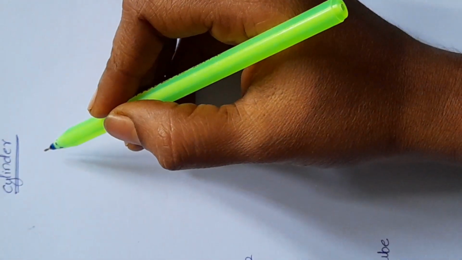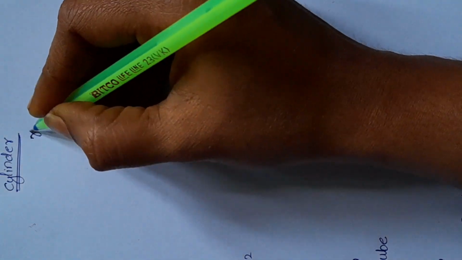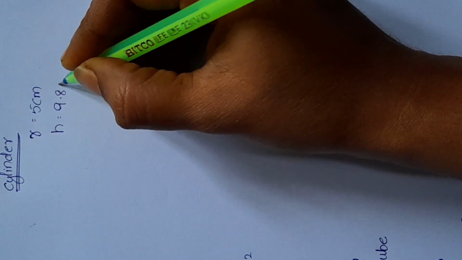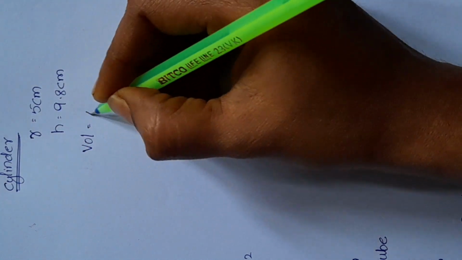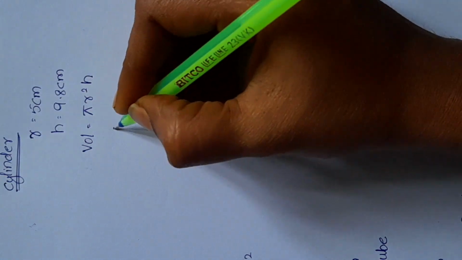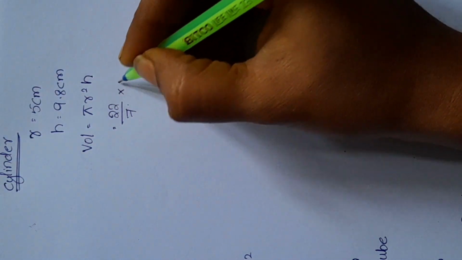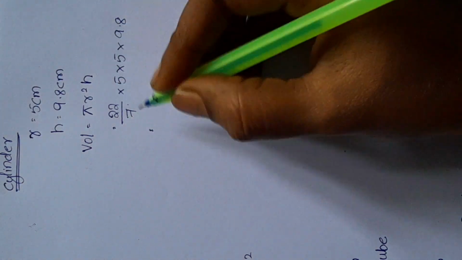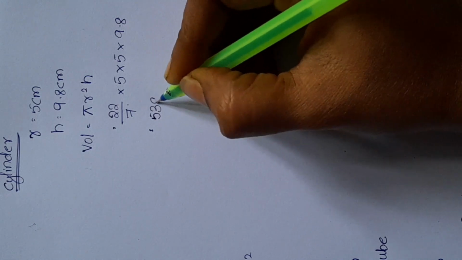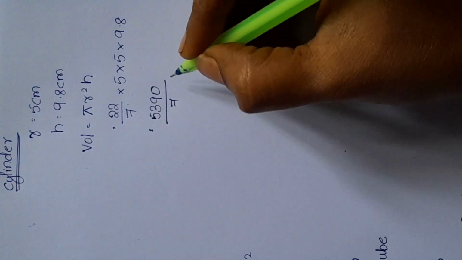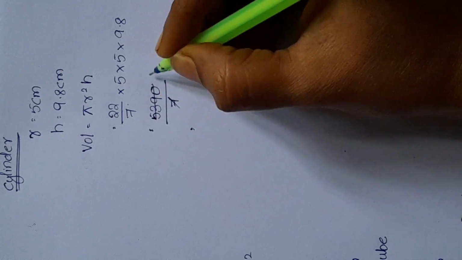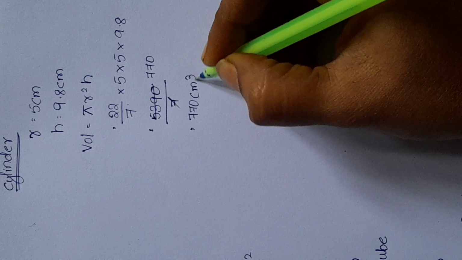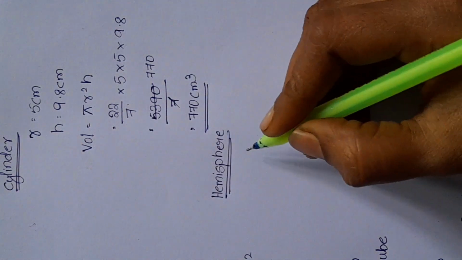First, let us consider the cylinder, that is the tub part. Here, r is given as 5 centimeters and height is given as 9.8 centimeters. Now, the volume is equal to pi r square h. Substituting the values, 22 by 7, r is 5 into 5 into h is 9.8. On multiplication of all these numerators, we get 5390 by 7. On cancellation, 7 7s is 49, again 49, 0. So, 770 centimeter cube is the volume of the cylinder. Now, let us move to the hemisphere part.